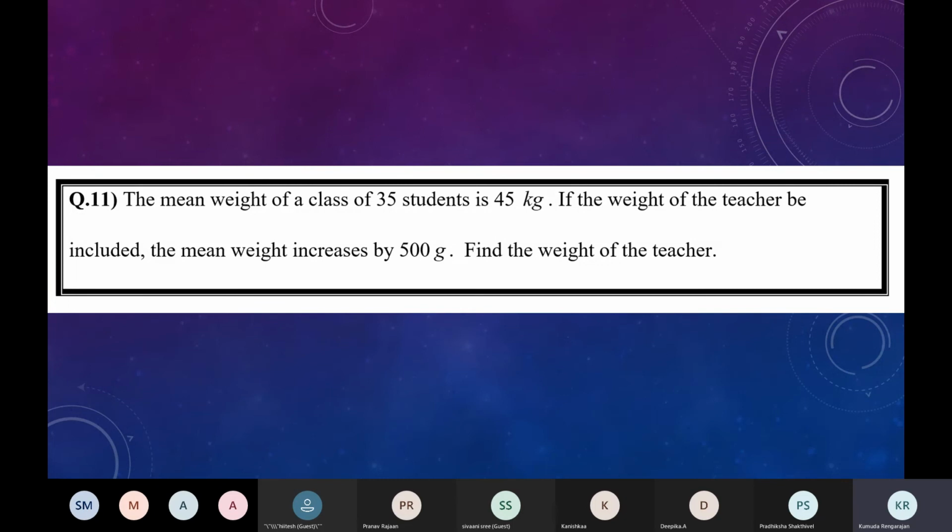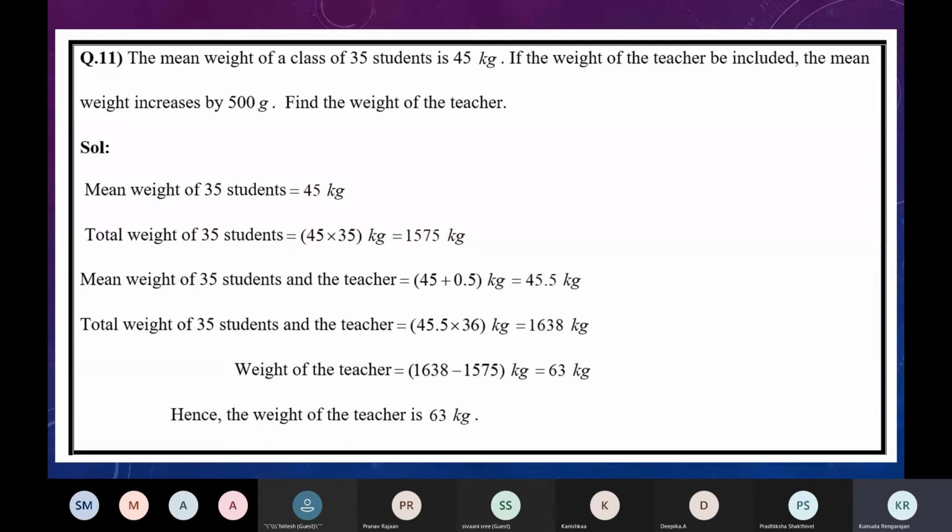Now 36 into the new mean, 45.5, will give us the sum of all the observations, which means the sum of the weights of 35 students and 1 teacher. So the difference between these two sums will give us the weight of the teacher.